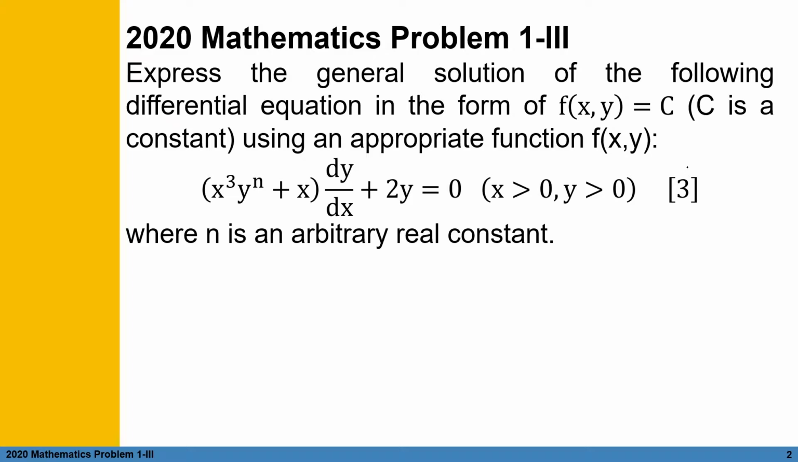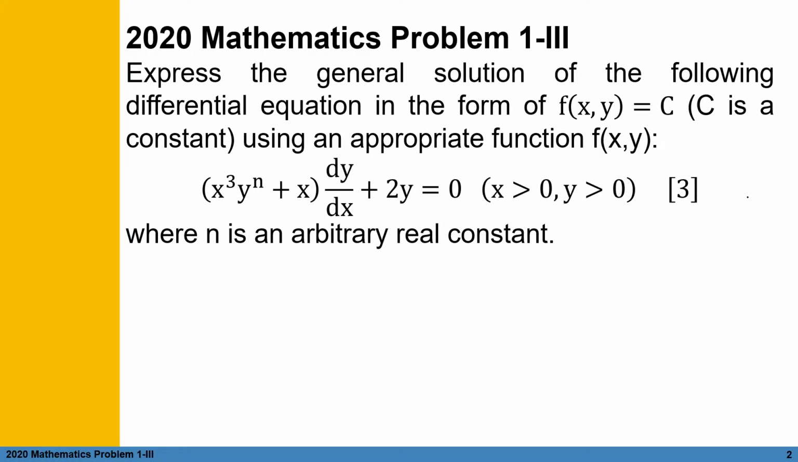Express the general solution of the following differential equation in the form of f of x, y equals c, where c is a constant, using an appropriate function f of x, y. The differential equation is the quantity x cubed y to the nth power plus x, times dy over dx, plus 2y equals 0. x is greater than 0 and y is greater than 0. Let us call this equation 3, where n is an arbitrary real constant.